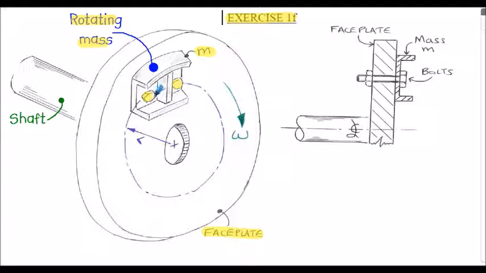The centre of gravity of the casting is at radius R, 220 millimeters from the centre of rotation. We've got to determine the forces acting on the faceplate. Angular velocity is 90 revs per minute. Here's a small section through the faceplate showing the mass of the casting located here. Again, here's the faceplate labelled, and the casting is attached by bolts to the faceplate. So that's the basic scenario.